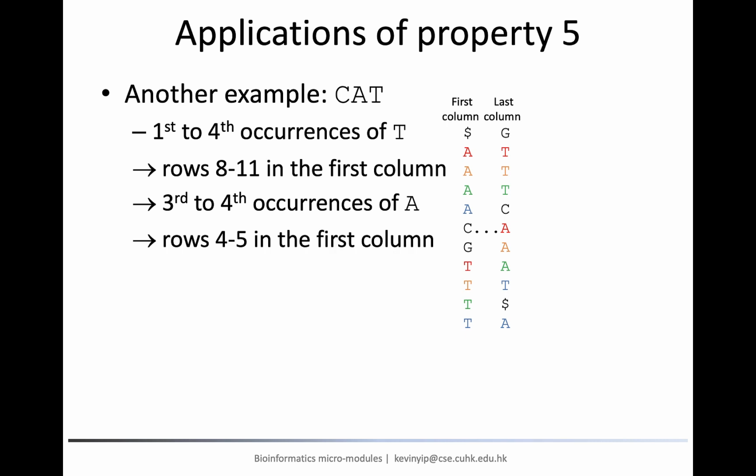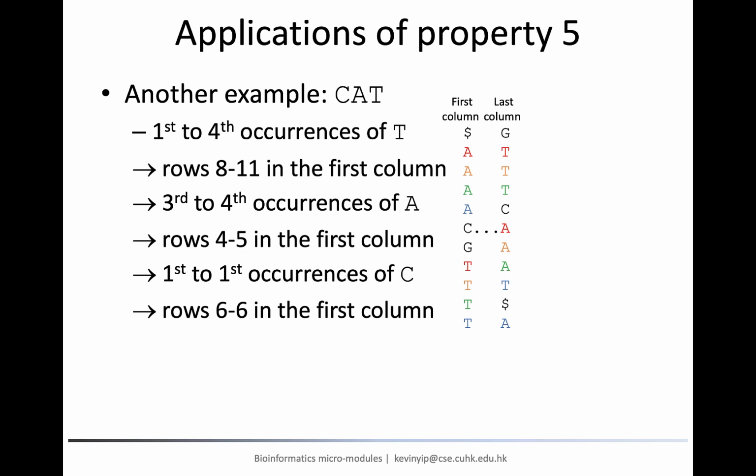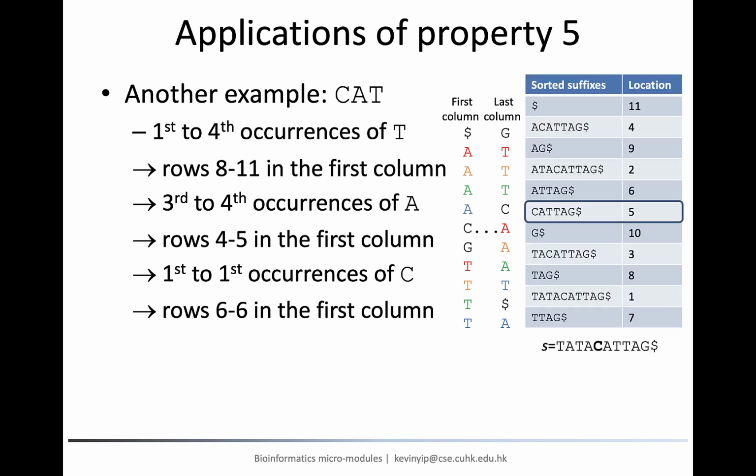These 2 A's occupy rows 4 and 5 in the first column, and so next, we check whether these rows contain a C in the last column. We find that these rows contain the first occurrence of C. This C occupies row 6 in the first column. Finally, we check row 6 of the suffix array to find out that CAT appears at position 5 of S.